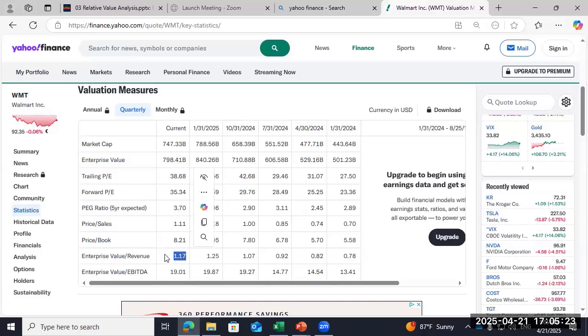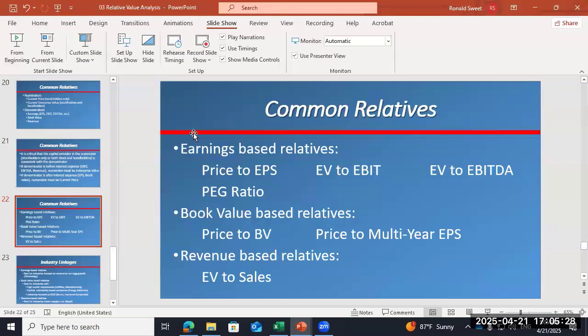EV to revenue is going to be the smallest, obviously, because revenue is going to be the biggest number. So those are earnings based.